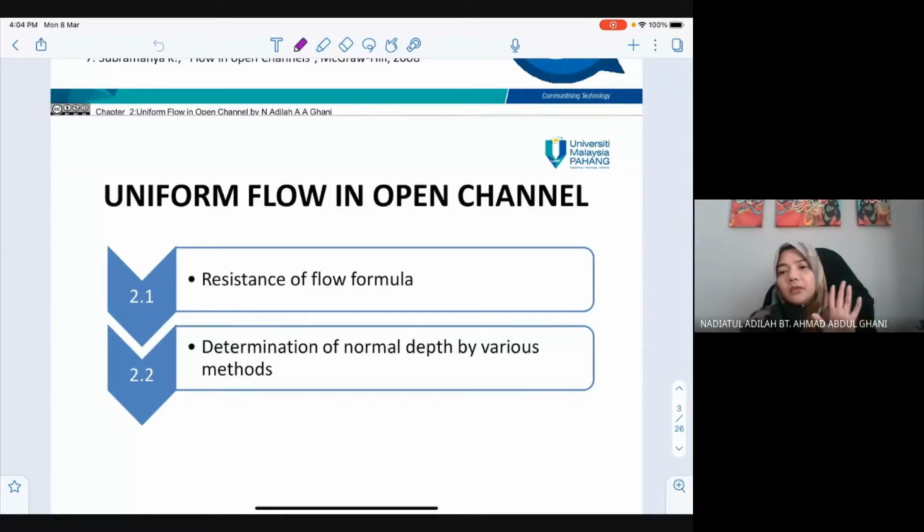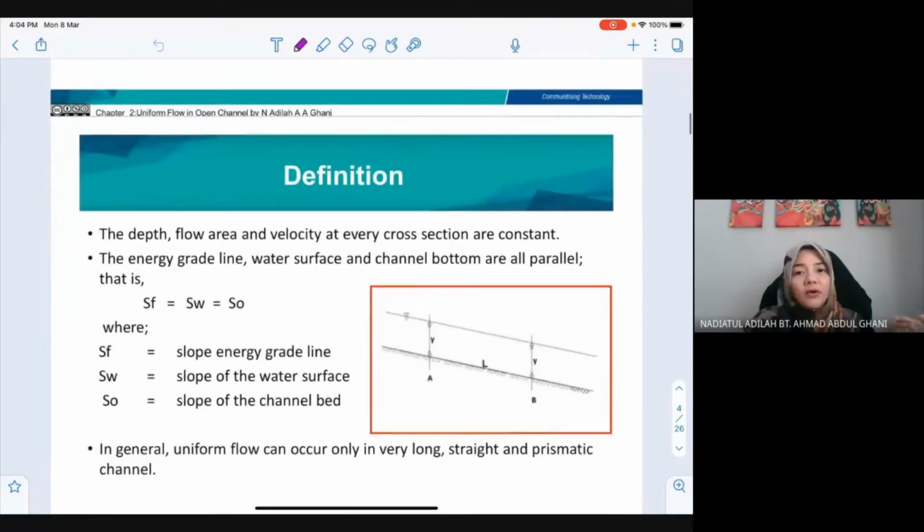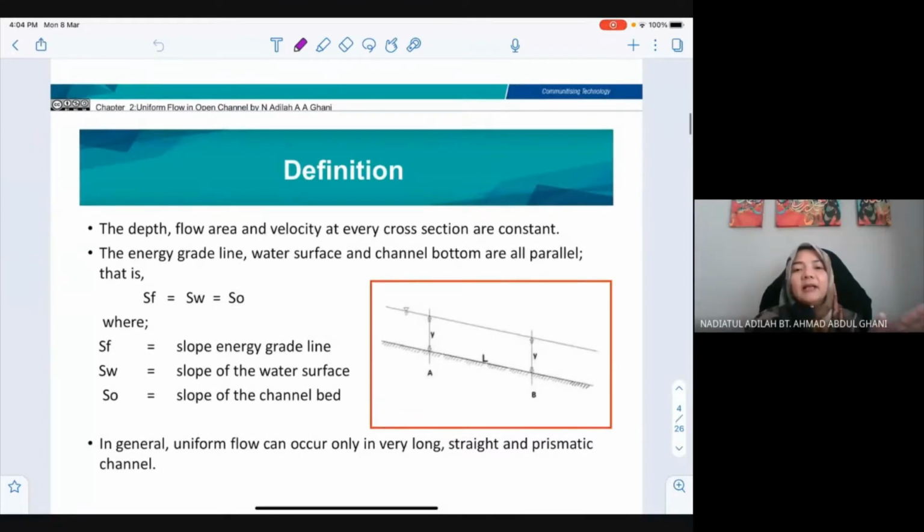Sebelum ni, I explained to you about the types of the channels and then also the channel characteristic. In chapter 1, I also explained to you about the types of flow. Today, dalam type of flow tu ada uniform flow and non-uniform flow. So today apa yang kita nak belajar ialah tentang uniform flow. So again, kita kena ingat, recall balik definition of uniform flow.